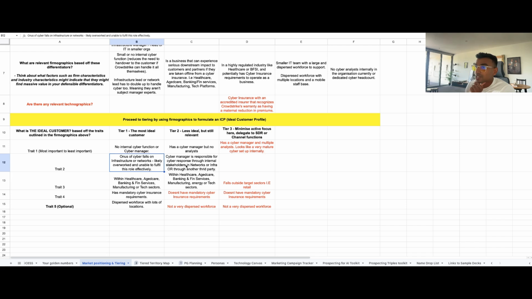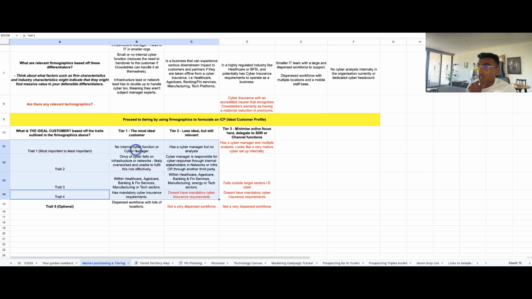The next trait is: did the onus of cyber fall on the infrastructure or networks team? If that's the case, again, they're probably really overworked. Trait 3 was sectors. Are they within highly regulated sectors? Aged care, healthcare, banking and financial services, manufacturing or tech sectors. Those are the sectors that I was looking at as being higher risk. Trait 4: do they have mandatory cyber insurance requirements? And trait 5, which I put as optional, was: do they have a dispersed workforce or a lot of locations? That was just kind of a wild card trait.